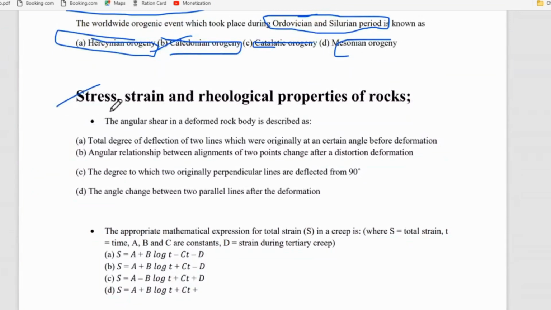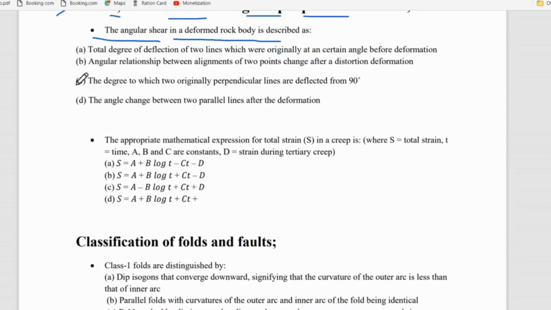Next question is on stress, strain, and rheological properties of rocks. The angular shear in a deformed rock body is described as the degree to which two originally perpendicular lines are deflected from 90 degrees. Okay, so if it is like this, it will deflect like this after deformation from 90 degrees. Okay, it will deflect away from 90 degrees.